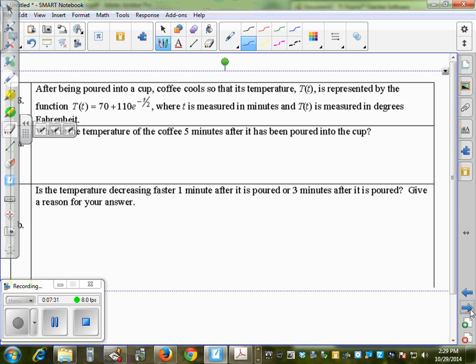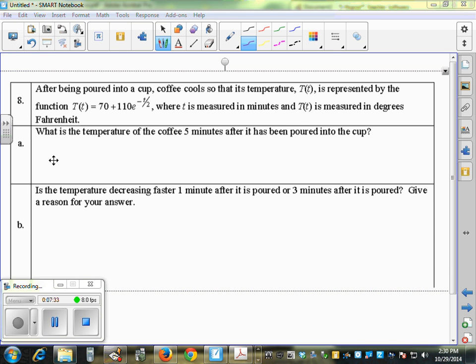Let's go on to our next problem. And this time we are talking about coffee. And I'm just scanning here to look at the problem. 5 minutes, that's going to be plugging into that formula. This one, decreasing faster at 1 minute or 3 minutes. If they're talking about increasing, decreasing, that's going to be derivative. This one is going to be plugging into the formula.